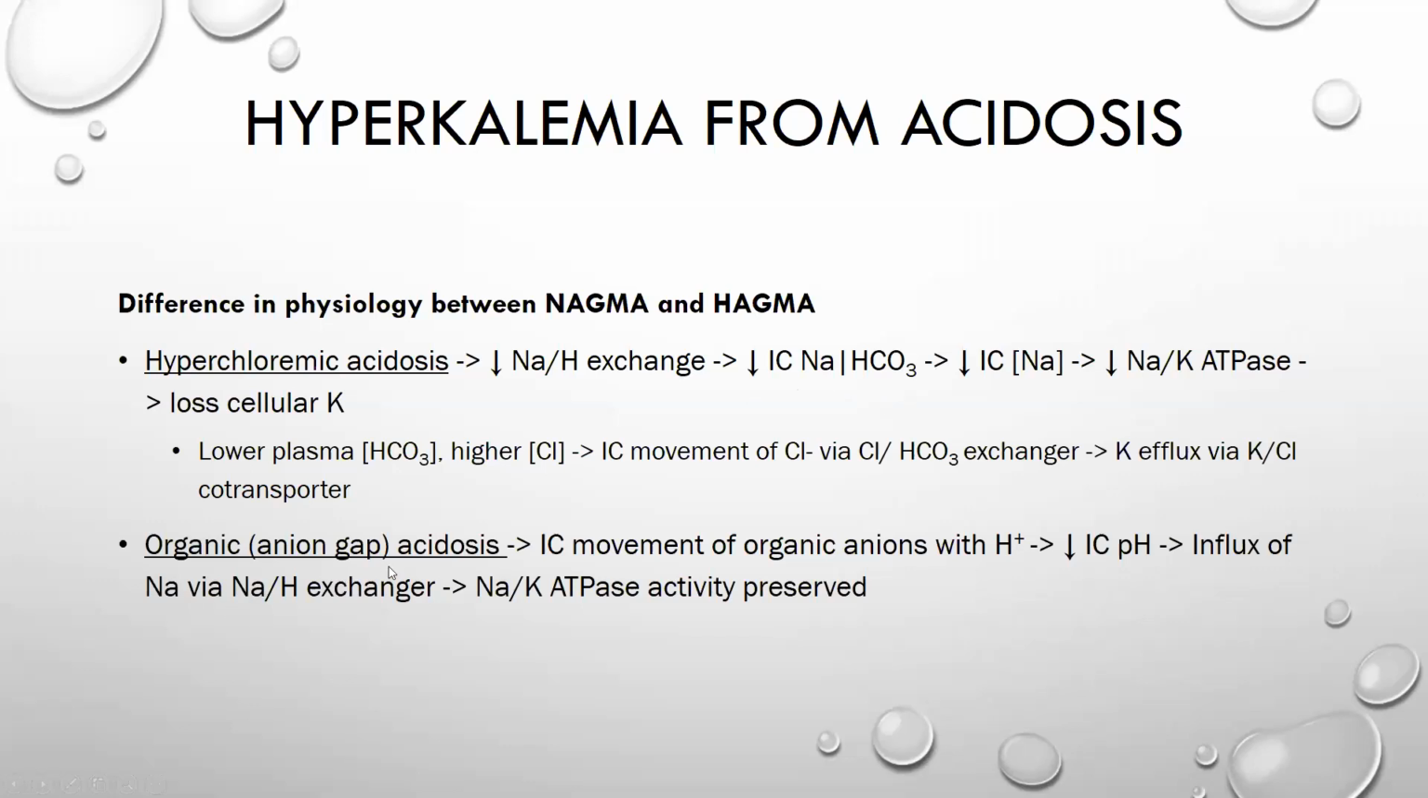Whereas in organic or anion gap metabolic acidosis, such as ketones, for example, you have intracellular movement of these organic anions with hydrogen ion, again to maintain electroneutrality. You have a decrease in your intracellular pH, therefore you have an influx of sodium into the cells, maintaining the sodium concentration inside the cells. Therefore, your sodium potassium ATPase activity is relatively preserved.